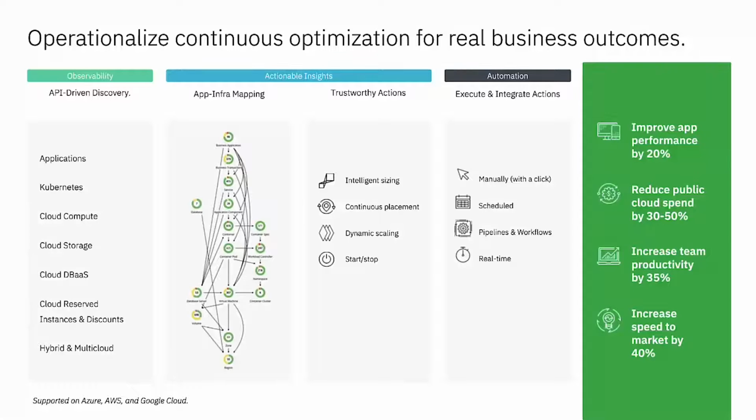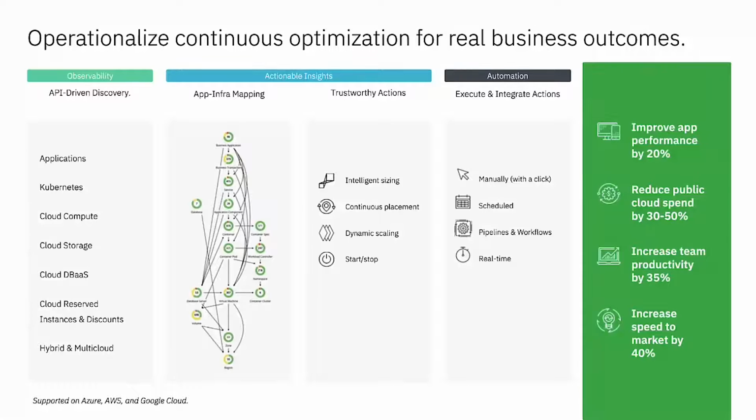Improving application performance by 20%, reducing public cloud spend by 30 to 50%. And as we've noted, there's an associated reduction in environmental costs. And then increasing team productivity. Obviously, this is taking a huge amount of labor off of individuals and allowing them to focus elsewhere, and increasing speed to market by 40%.